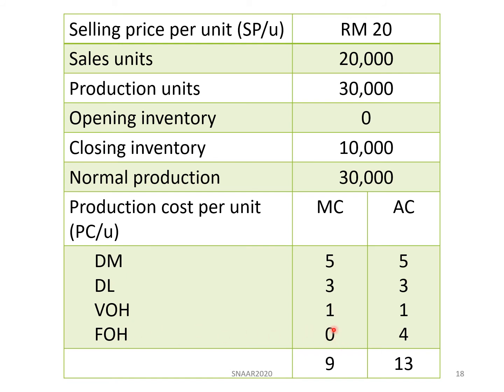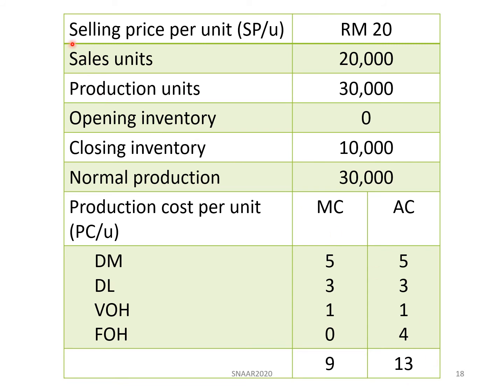Sebab dia fixed, so marginal tak masuk fixed. So this one 0. Untuk absorption costing, dia tetap akan masukkan 3 ni. 5, 3, 1. Cumanya dia punya tambahan adalah dia akan ambil kira the fixed production overhead sebagai sebahagian daripada production cost. So dia akan tambahkan 4 kat sini. So total dia akan jadi 9 untuk marginal, 13 untuk absorption.